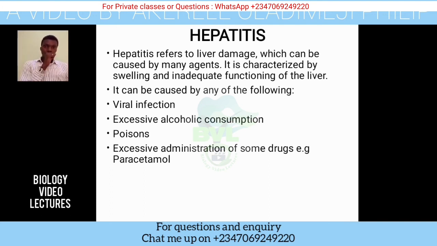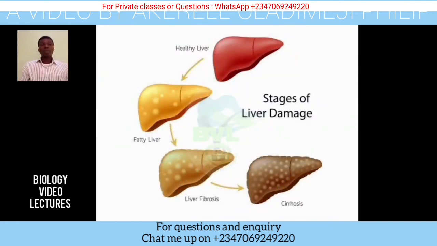Then we have excessive alcohol consumption, poison, excessive administration of some drugs, e.g. paracetamol. So there are lots. So hepatitis should not be seen as only viral hepatitis, which is the most common one that we take vaccines for. But it is caused by a lot of things. All right. So in summary, this is just different stages of liver damage.